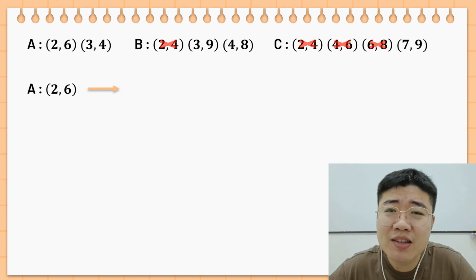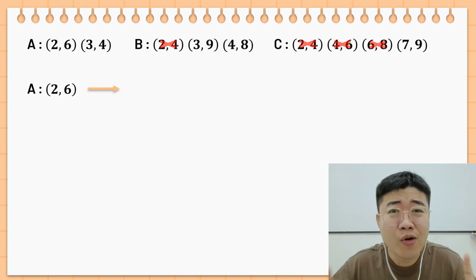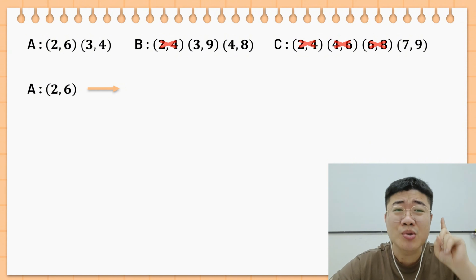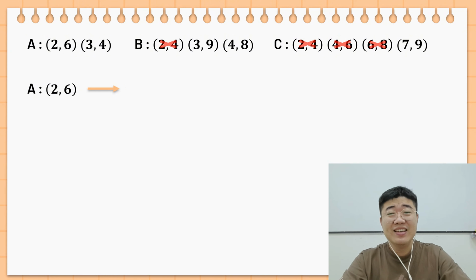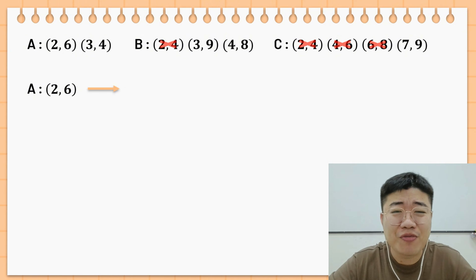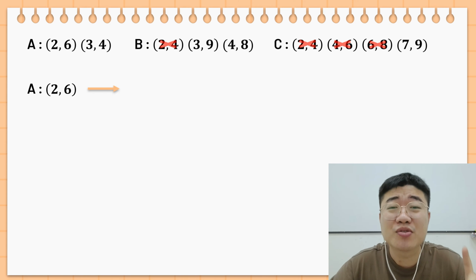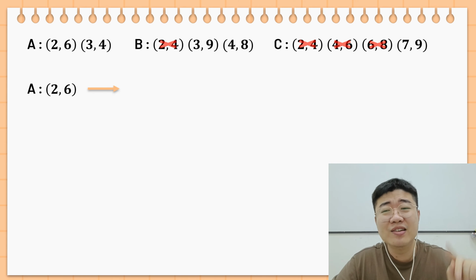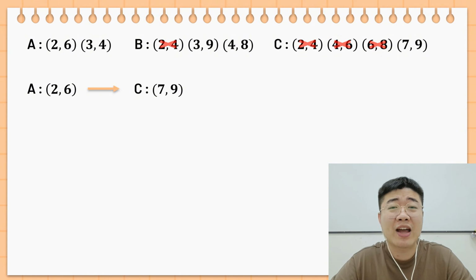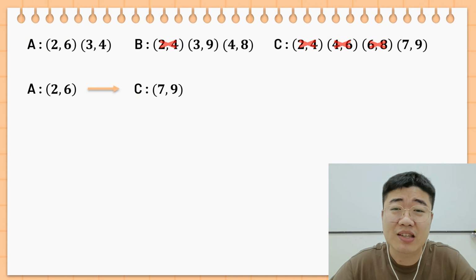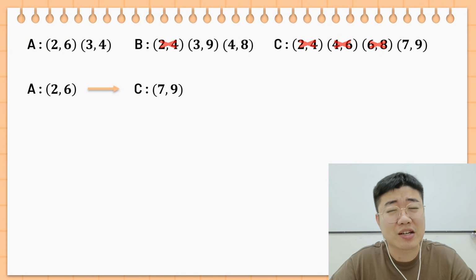But how about Cindy? Oh, everyone, we notice that for Cindy, there's only 1 case left here. So the number is already fixed. There's nothing else we need to discuss for Cindy. So Cindy is just 7 and 9. We'll just jump to Cindy directly, since there's nothing to discuss here.